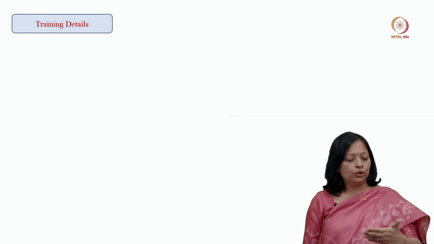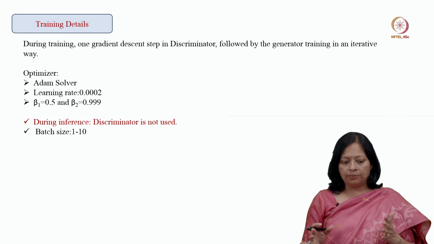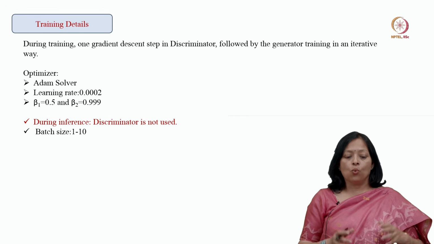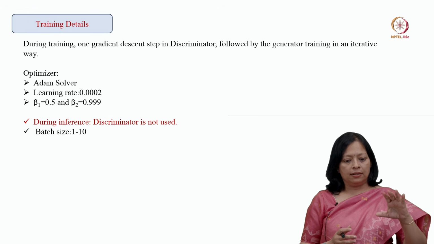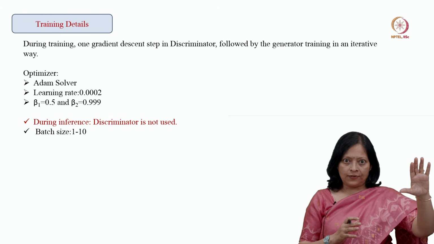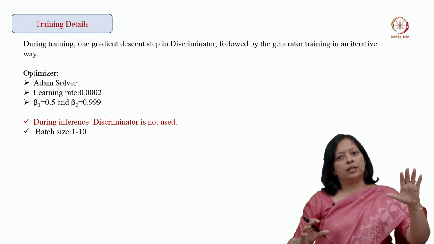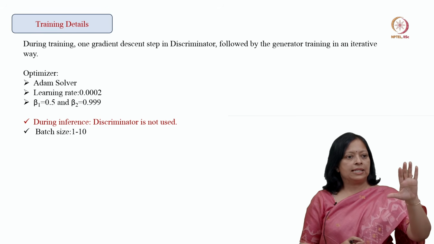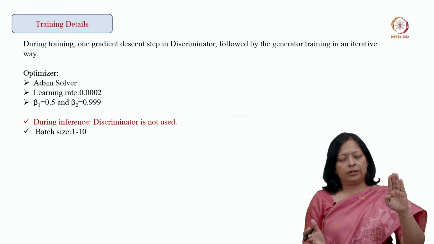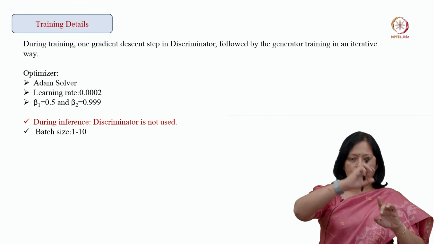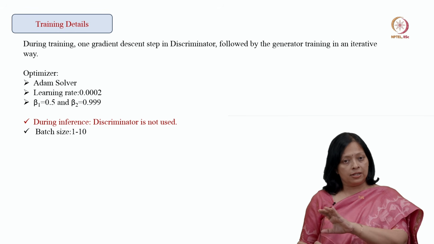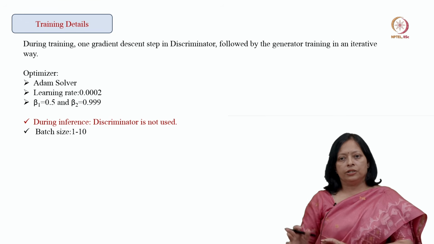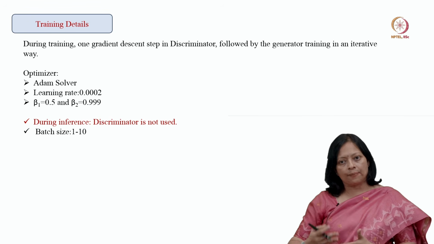Now, we will have a look into the training details, what exactly the parameters are. During the training of Pix2Pix, one gradient descent step in the discriminator is done and then it is fixed, and then the generator training is done. The discriminator's weight adaptation happens, it is kept constant, then the generator's weight adaptation happens. After that it goes on iteratively in the same way.